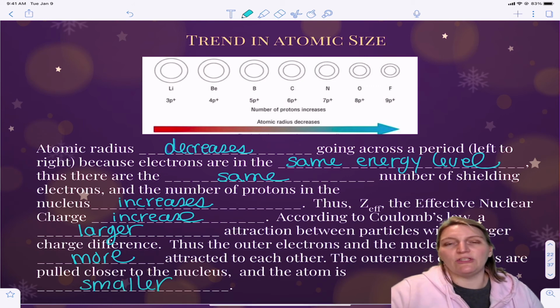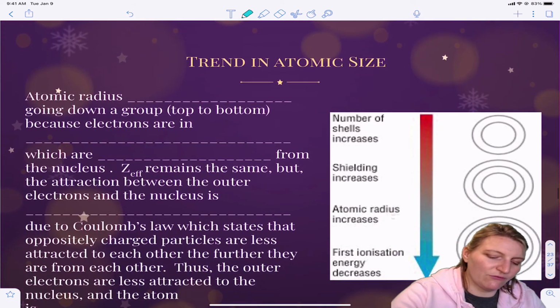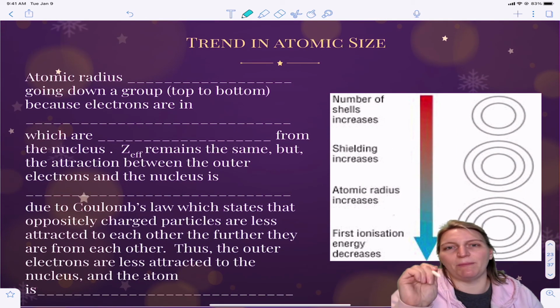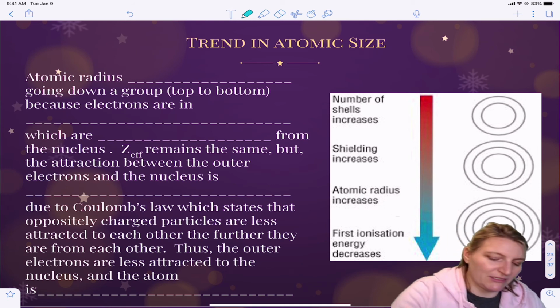We're also going to use this same reasoning for why it is harder to pull off electrons from the atoms more to the right of the periodic table. It's all about effective nuclear charge when you're going from side to side. It's a little different when we're talking about going up and down. When we're talking about going up and down, look at this model here on the picture on the right-hand side. Do you notice that there are many more energy levels? And that's the key to going up and down.